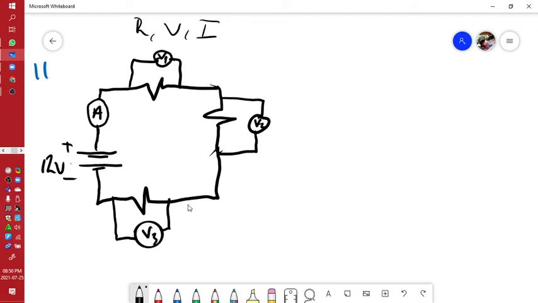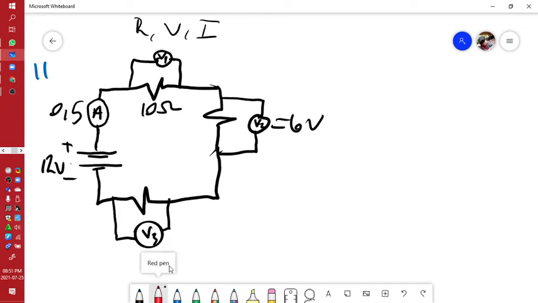Okay, so the question says, let me see. For this voltmeter V2, it reads 6 volts. Then they give us the value of this resistance as 10 ohms, and the current here is 0.5 amperes. This is the only information given, and they say calculate the values of the unknowns.